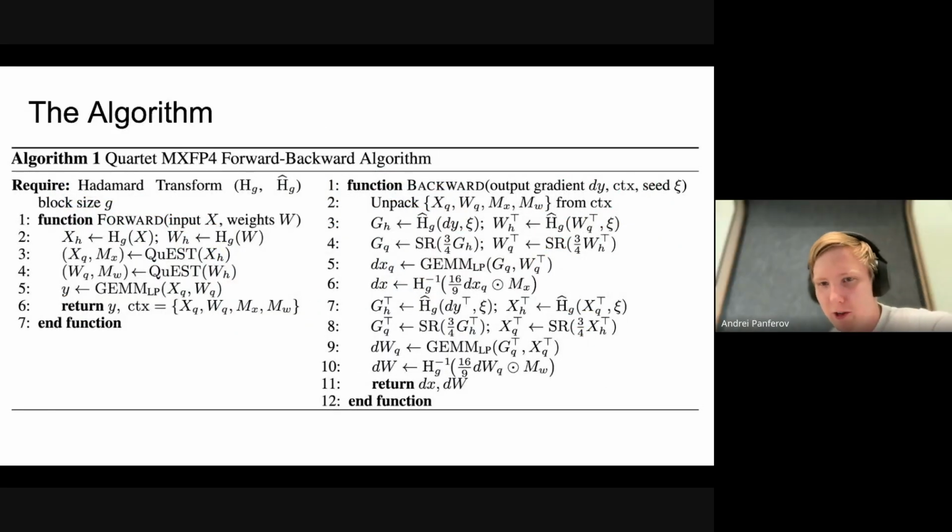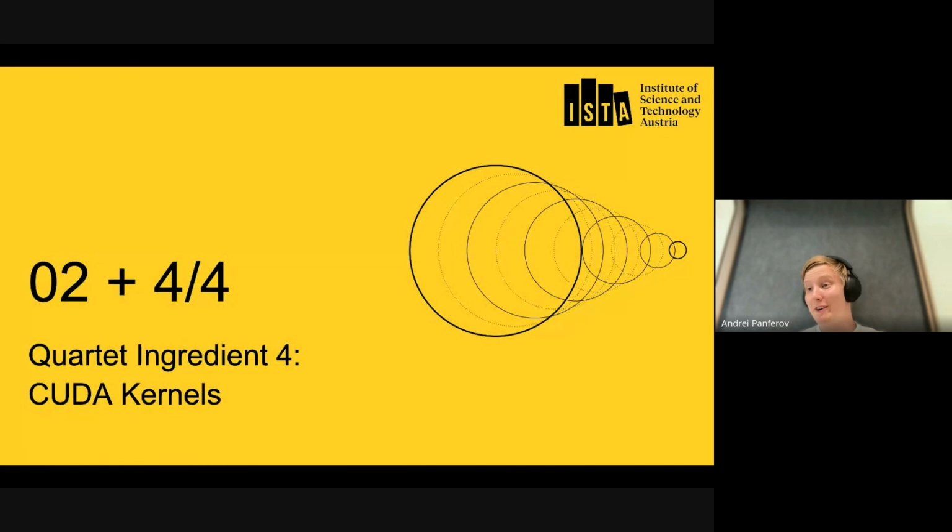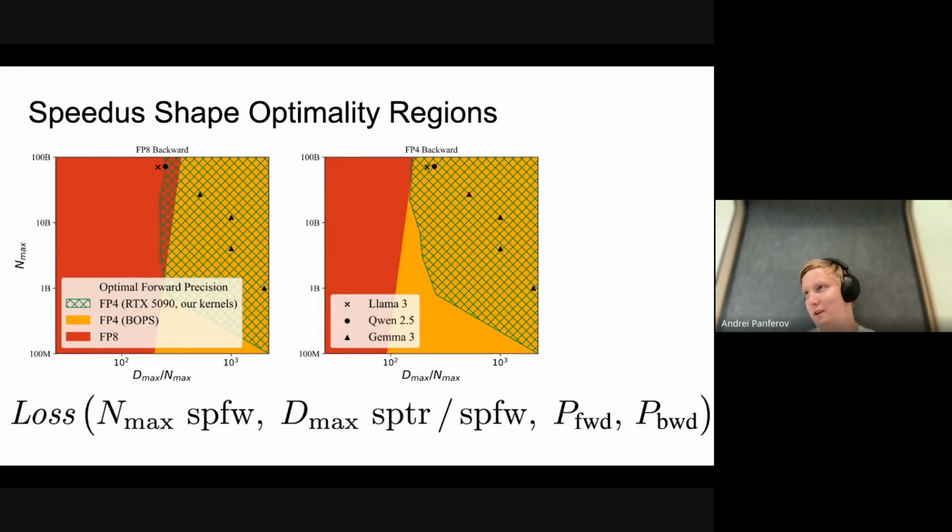Okay, so from this algorithm, you can see that it's a lot more than just quantization and matrix multiplication. And from this, we arrive at the fourth ingredient of our method, and this is the CUDA kernels. The reason why CUDA kernels are important is because they directly affect which method is optimal at certain budgets, and thus shape those regions where certain methods are optimal. As such, it makes a lot of sense to invest a lot of effort into optimizing your CUDA kernels because it can shift which method or which precision would be optimal for a certain inference and training compute.